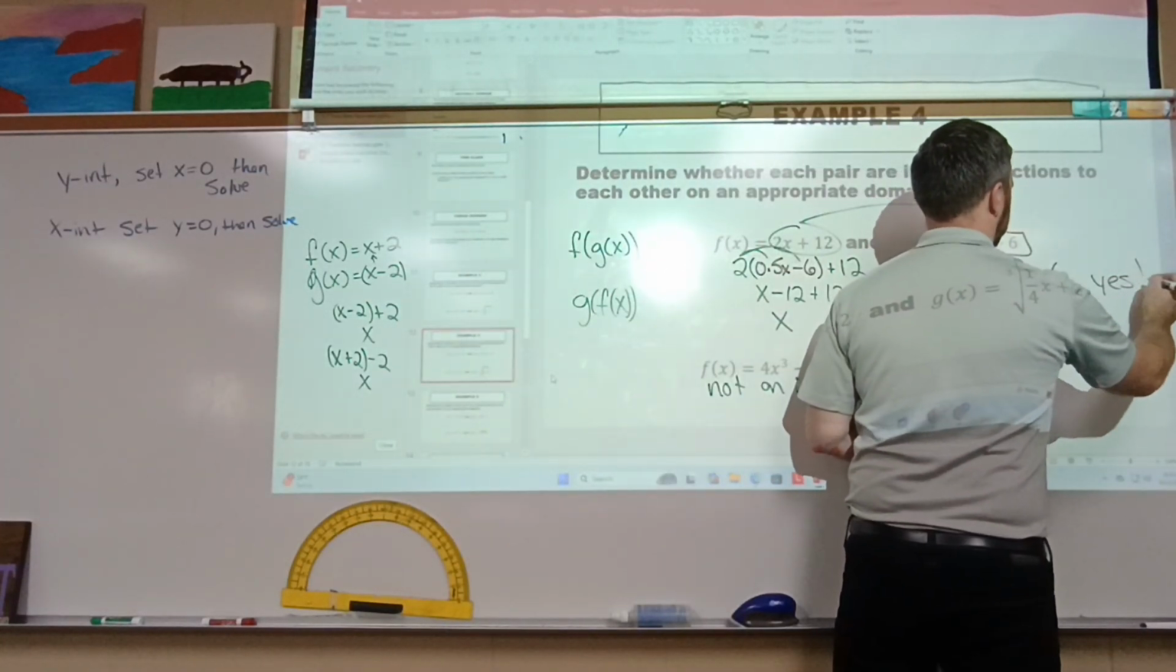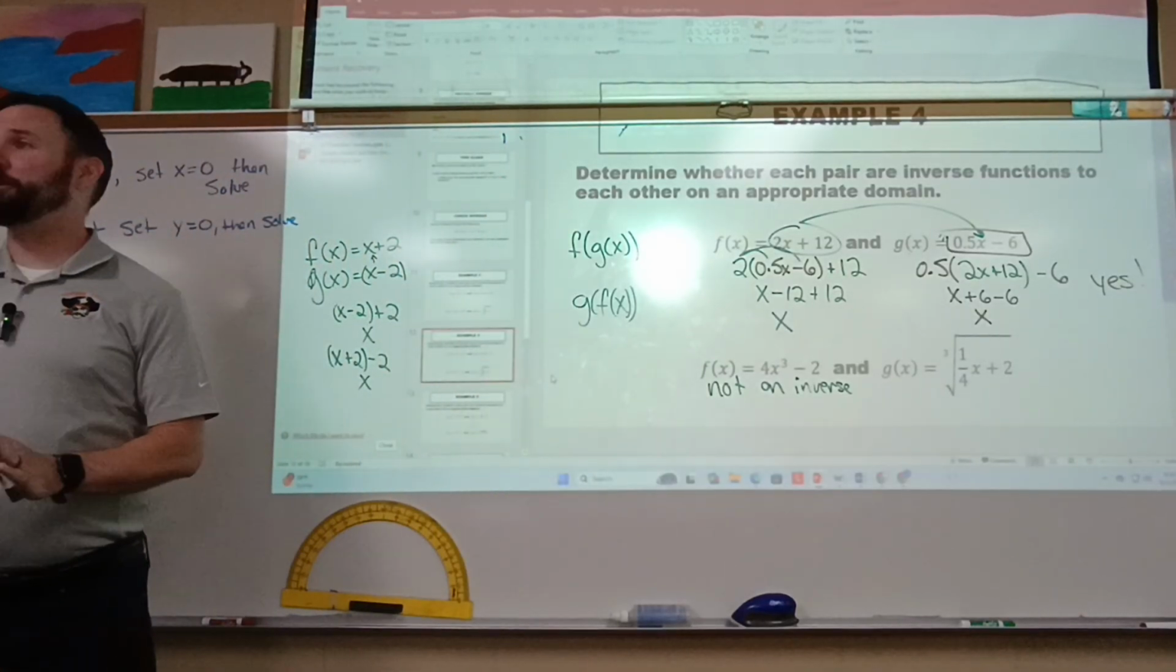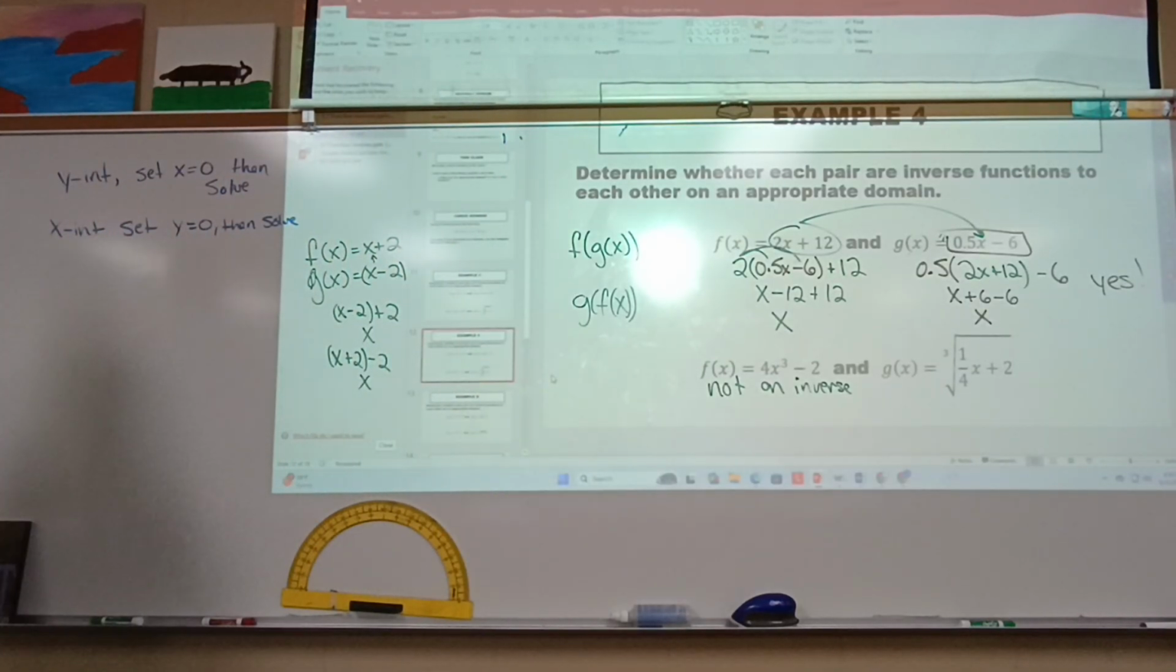With the multiplication and adding ones, if it's true one way, it's going to be true the other way. It's just the way it is.